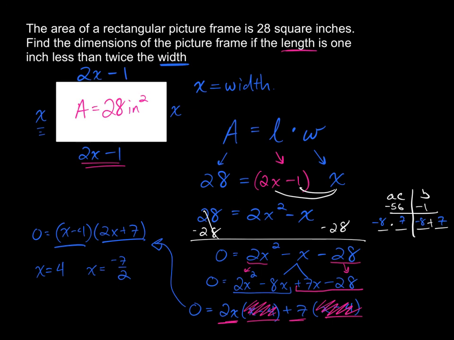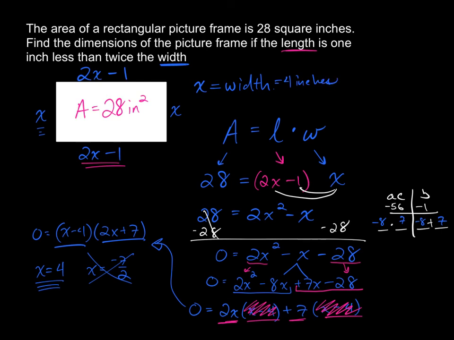Now with this particular answer here, paired up with the fact that we are looking for distances, this cannot be our answer. In the real world, which is what this problem is dealing with, there's no such thing as a negative distance, so we have to toss out the negative answer, meaning we are left with x equals 4. Well, that's fine. That's our width. Our width is 4 inches.